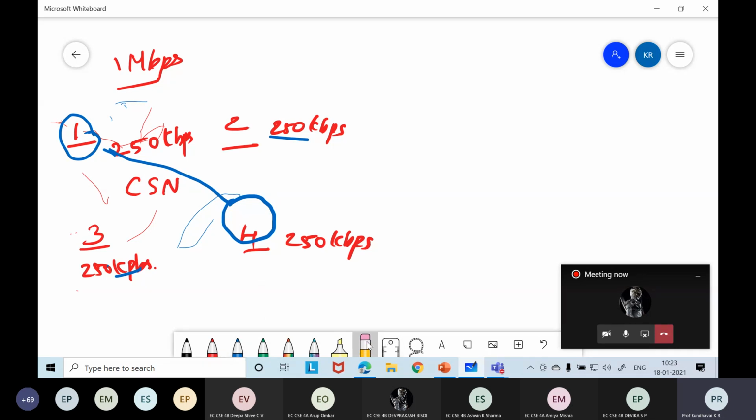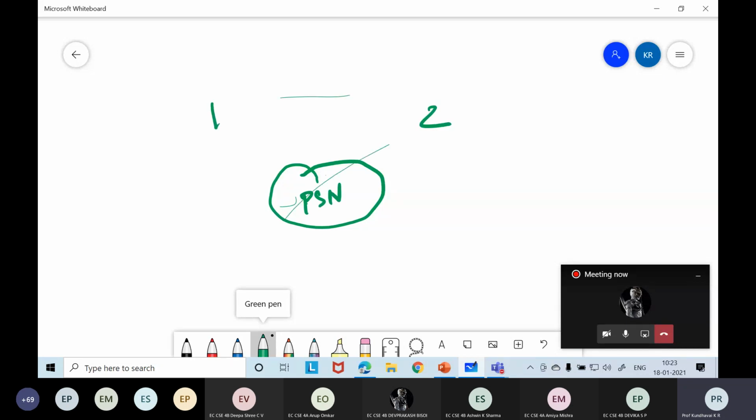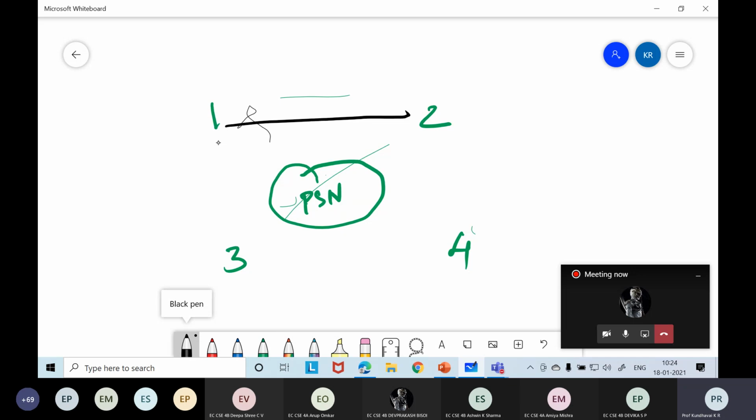What happens with respect to a packet switch network is the same scenario. Assume that there's a packet switch network and there are systems 1, 2, 3, and 4. Now these systems are interconnected.